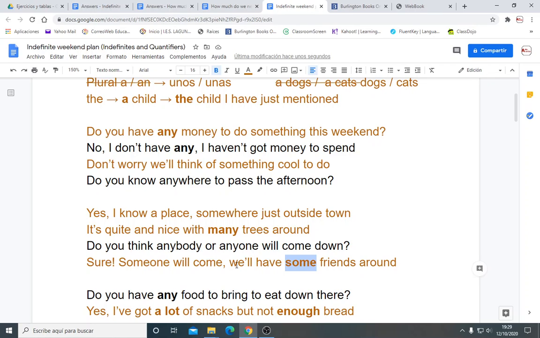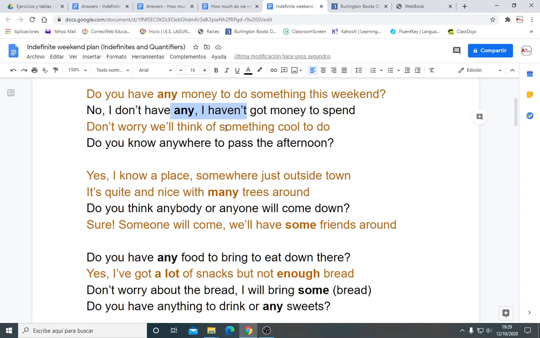And some is used for affirmative sentences like this one, okay? But if we are using it in a question like here, or in a negative sentence like in here, we use any. So we have that some, we are going to have some friends around. This means that we don't know how many they are. They can be 1, 2, 5, 10, or 1,000, okay? And here any is exactly the same, but we use it for interrogative sentences and negative sentences, okay? But we've got something, for example, okay, we can use it with things, we can use it with people.